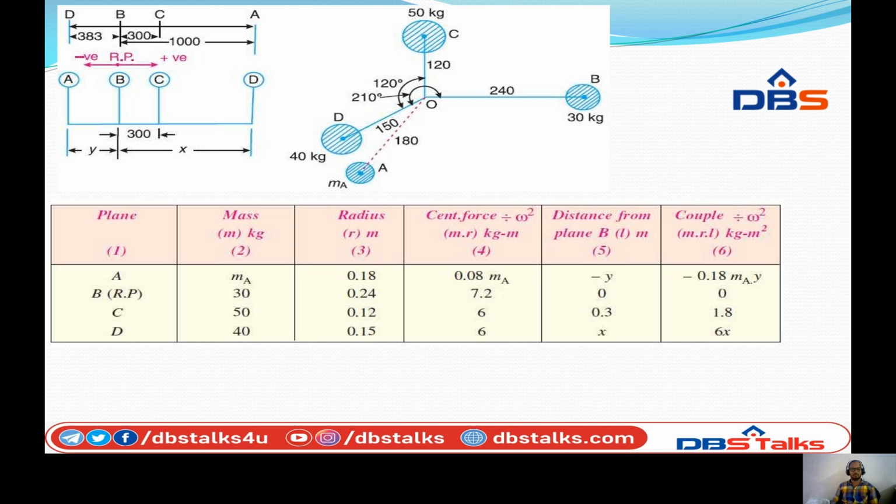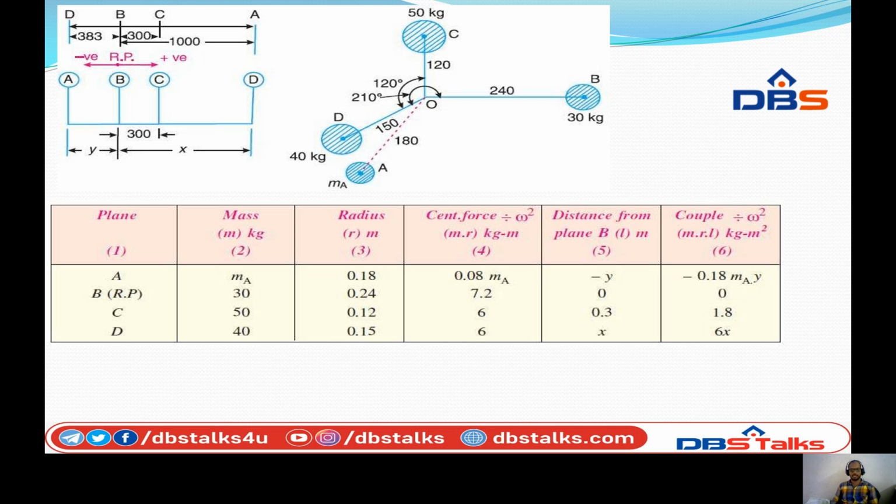So MA, 30, 50, 40, radius 0.18. These are all given from the data. And again, distance from the reference plane. What we have given, no data is available for some, so that's why we are keeping the values as variables. B to D is X, B to C is 300, that is already given, B to A is Y. So that is on the left side, so negative Y, 0, 0.3, then the couple by multiplying all these values.